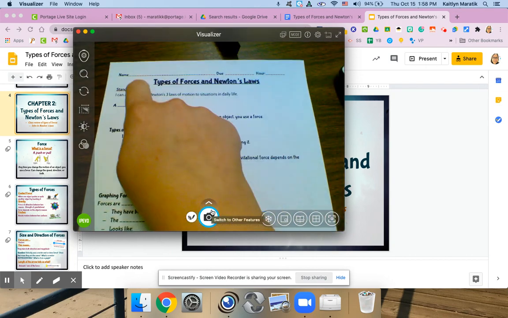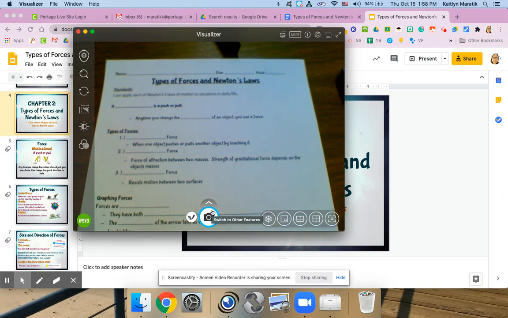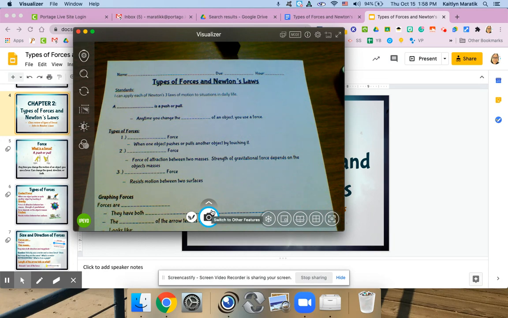So first thing, please put your name on here. Please put the date that this is due and then what hour you have science class. It says it right at the top. What we're looking to learn about today is that I can apply each of Newton's 3 laws of motion to situations in my daily life. We got to learn about them before we know how to apply them.